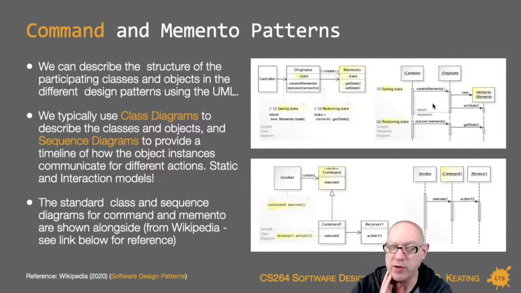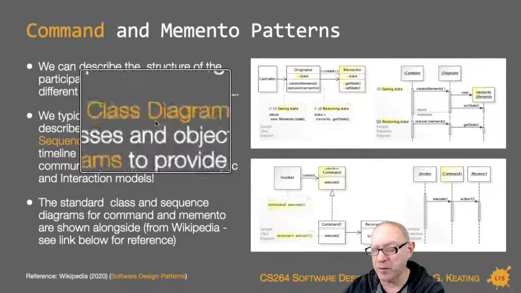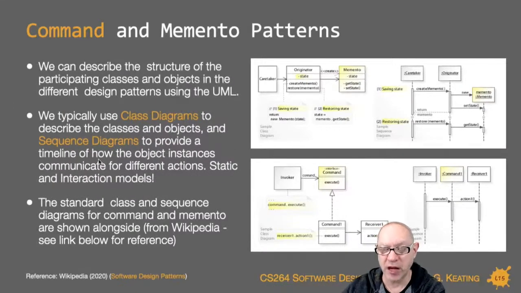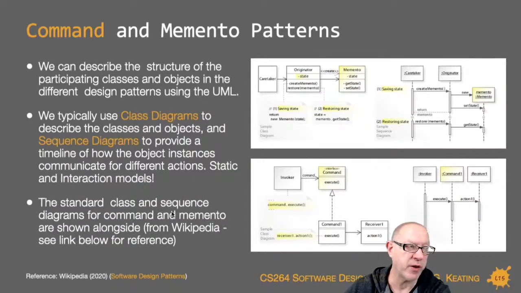So the overall behavior is described by both of these, both the class diagram and the sequence diagram. So we typically use both class diagrams and sequence diagrams. The latter give this timeline of how the object instances communicate for different actions. So we have these static and dynamic models, or static and interaction models. The standard class and sequence diagrams for Command and Memento, actually these ones were taken from Wikipedia, but you'll find them everywhere. The book, A Dive into Design Patterns, just provides the class diagrams. It doesn't provide information on the interaction sequence, but you could have a look at those as well.